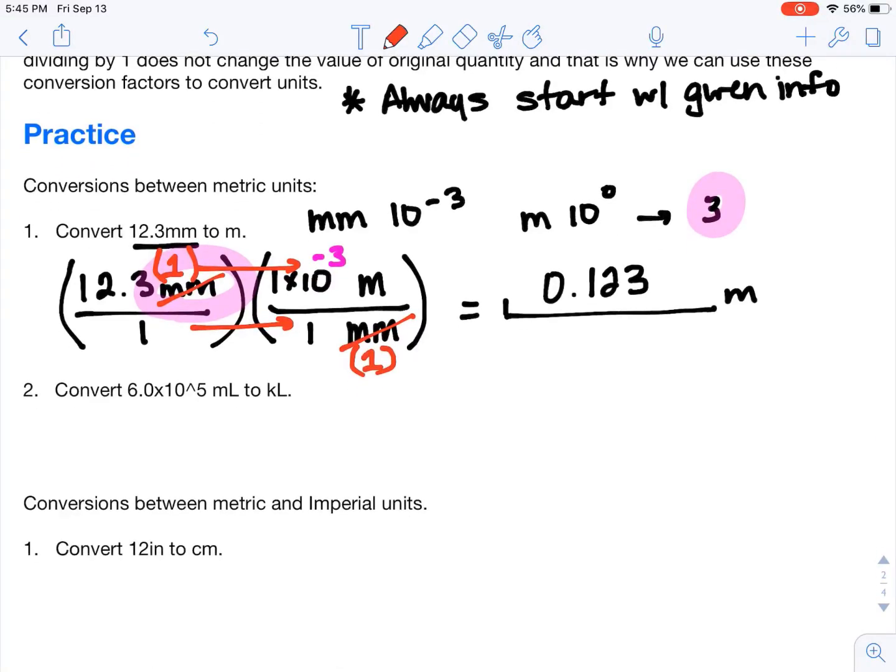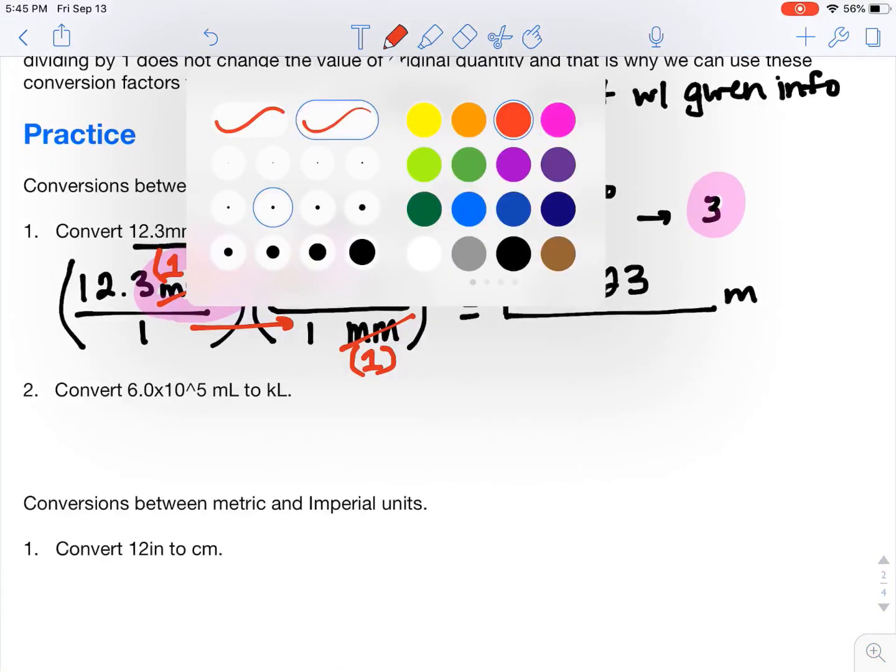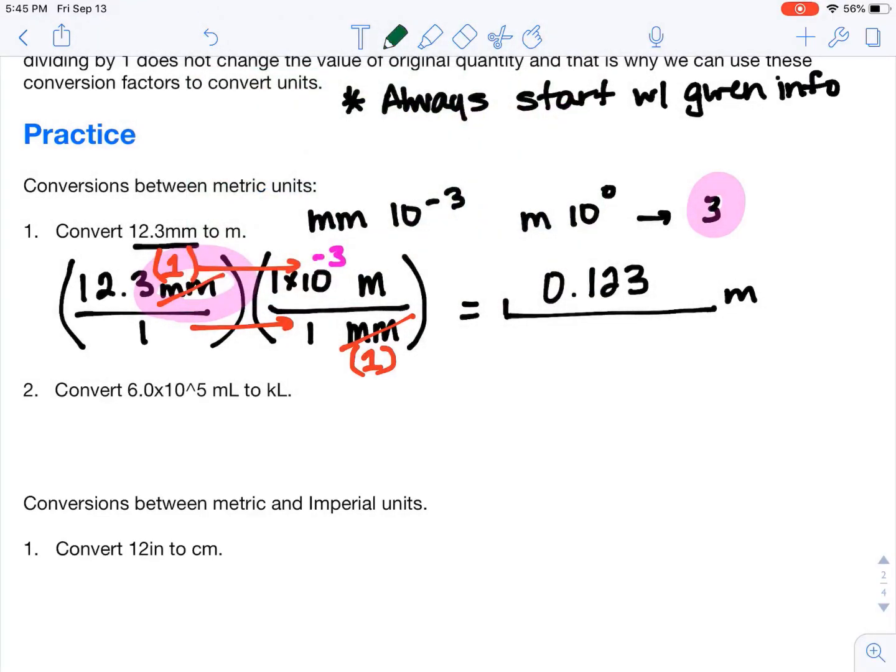So just in terms of follow through and looking at another example here, we're just going to look at 6.0 times 10 to the 5th milliliters. So again, milliliters, milli is 10 to the minus 3. And I want to go to kiloliters, and kilo is 10 to the 3. The difference between those two is 6. So my power of 10 is going to have a 6 in it.